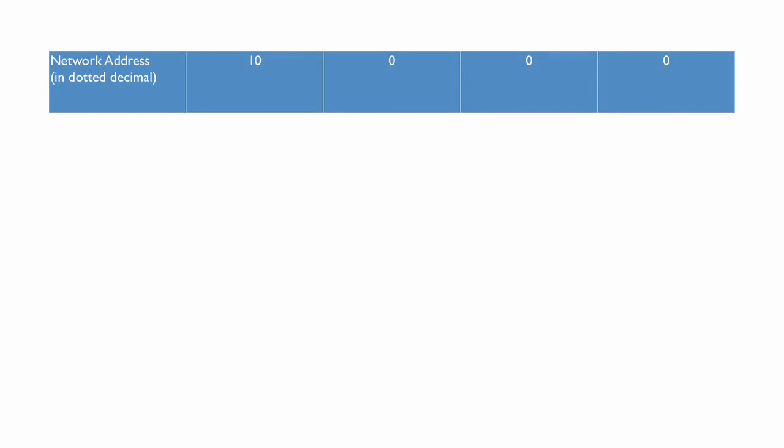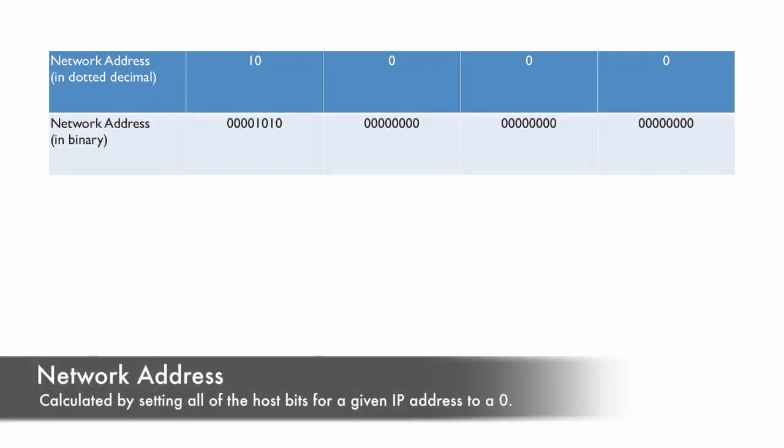We want all of the hosts on a specific network to belong to a common network address space. And using our previous example of 10.1.2.3/8, what would be the network address? What's the address of the wire on which that host resides? Well, it's going to be 10.0.0.0. How did we know that? Well, what we did, we set all of the host bits to a 0.